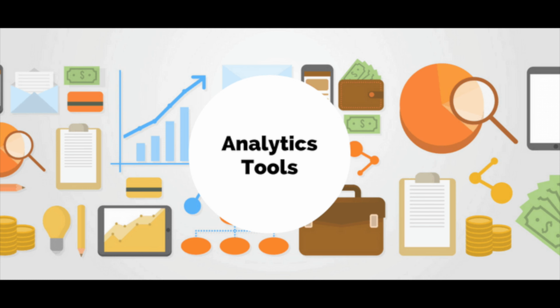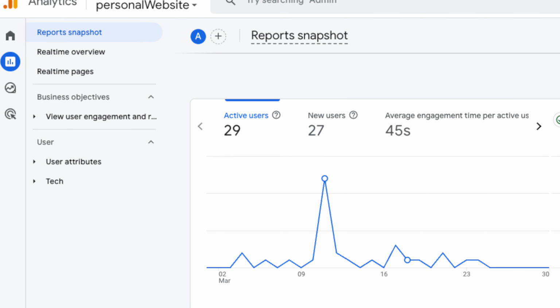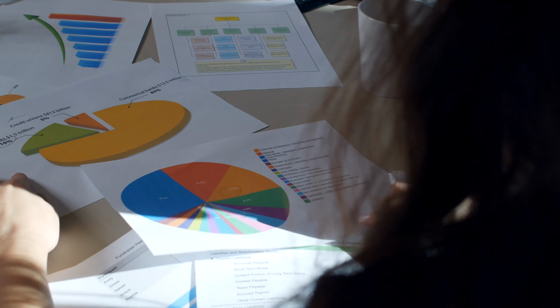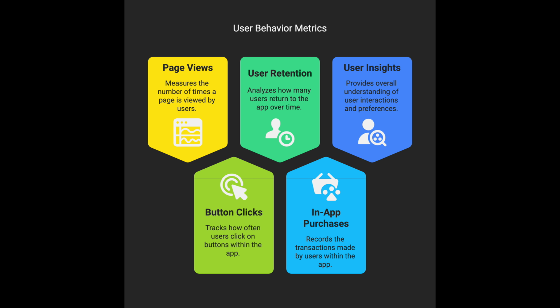Analytics skills. There isn't much of a skill to actually integrate analytics into your app. It's pretty simple with most analytics apps. The skill is to actually be able to use that analytics data and make data-driven decisions. Analytics tools like Google Analytics, Mixpanel, or Firebase Analytics can track a wide variety of user behaviors: page views, button clicks, user retention, in-app purchases, and much more.